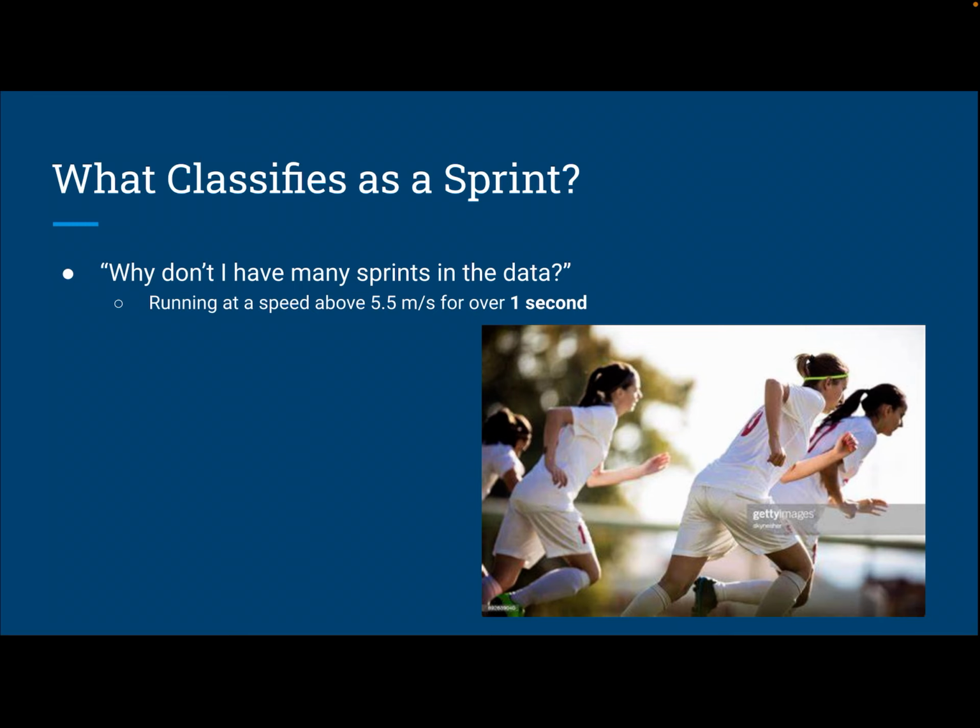If you're wondering why you don't have many sprints, you could be running in a nonlinear line, right? If you're having to change directions, you're going to have to slow down a little bit. That could take you below that 5.5 meters per second threshold. Or if you feel like you're quote sprinting but you're going at 85% of your max, your 85% is a different value than someone else's 85%. So for them, that might classify as a sprint, but for you, it might not.